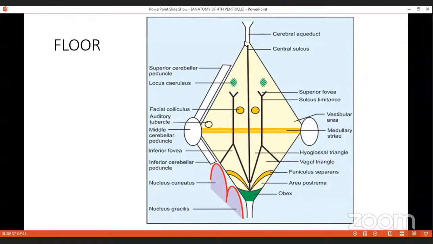So you have basically a central sulcus, which is the most prominent sulcus, also called the median sulcus. On both the lateral aspects, a less prominent sulcus, which is called the sulcus limitans, has a superior and an inferior depression called the superior fovea and inferior fovea. And between the two sulci is an eminence called the median eminence, which has three important structures: the facial colliculus, the hypoglossal triangle, and the vagal triangle. Beneath the vagal triangle, you have an area called the area postrema, which is the central vomiting center of the brain. And beneath that, the cavity of the fourth ventricle communicates with the central canal of the spinal cord at the region of the obex.